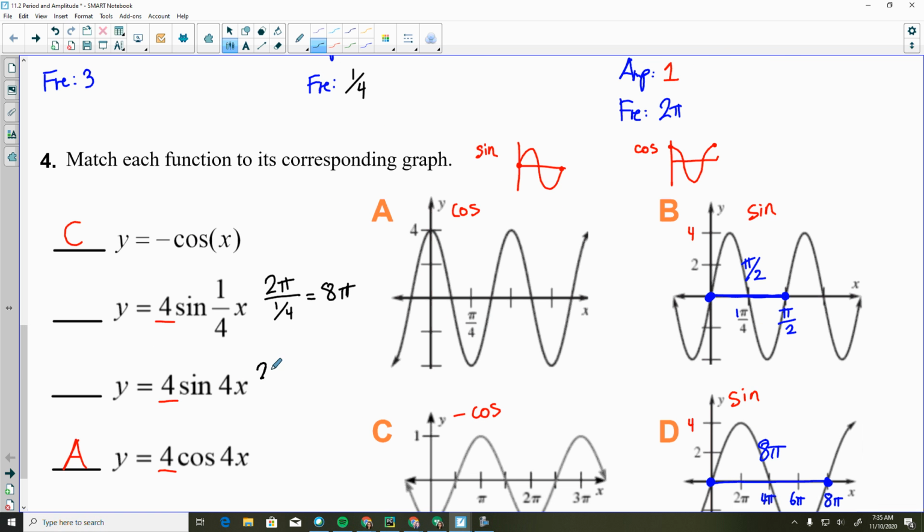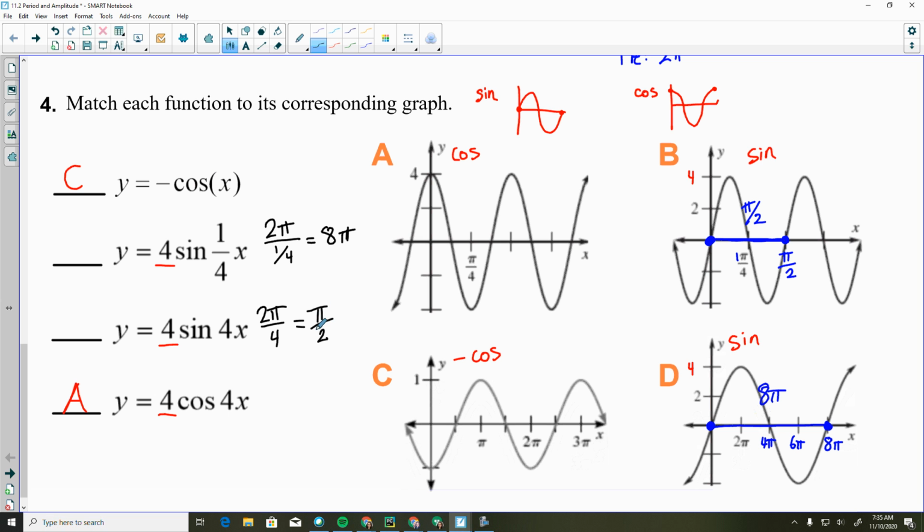Well, if I did it for the other one, 2 pi divided by b, where b is 4, this simplifies down to pi over 2, since 2/4 simplifies to 1/2. So now I can clearly see that this one matches up to b right here, and this one matches up to d.